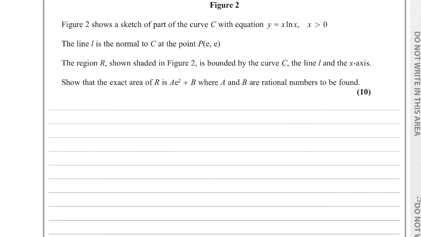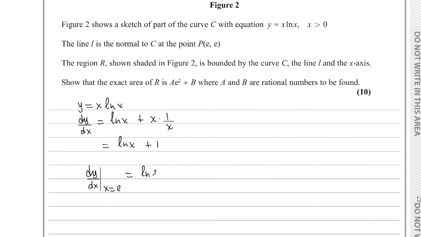So I will start by differentiating. We've got y is x ln x, dy/dx is product rule. Differentiate the first one, keep the second, ln x, plus keep the first, differentiate the second, which is ln x plus 1. I will evaluate dy/dx at e and get ln e plus 1, which is 2. Therefore, the gradient of L, being a normal, will be minus a half.